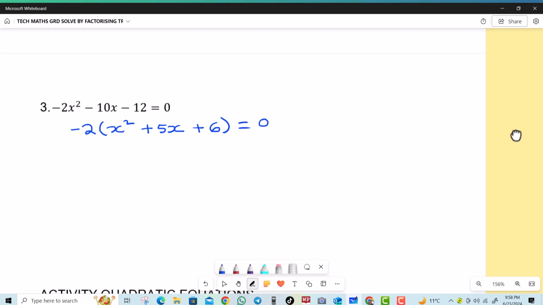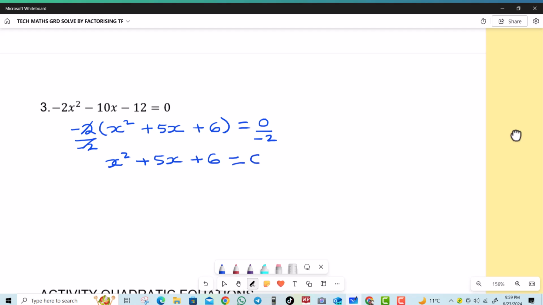So if I divide by negative 2, even this I divide by negative 2. So I'm going to have 1 for this one here, and I am going to get 0 next. I'm going to have x squared plus 5x plus 6 equals 0.